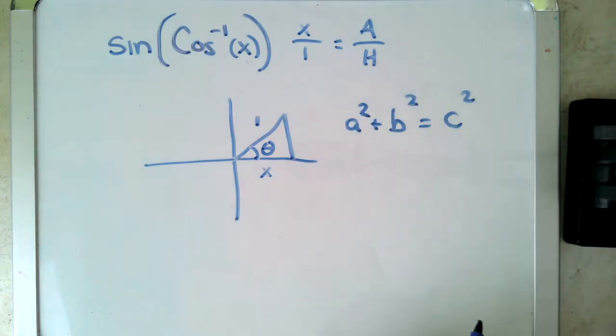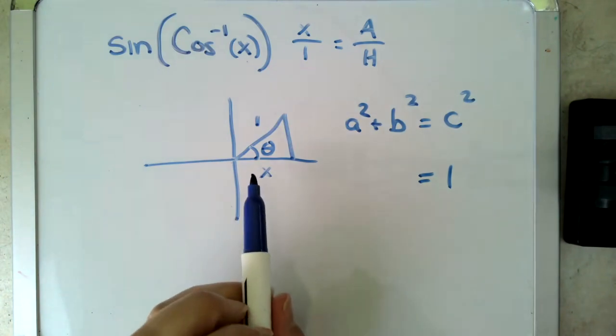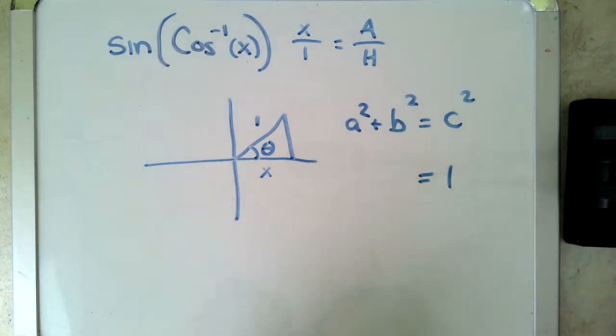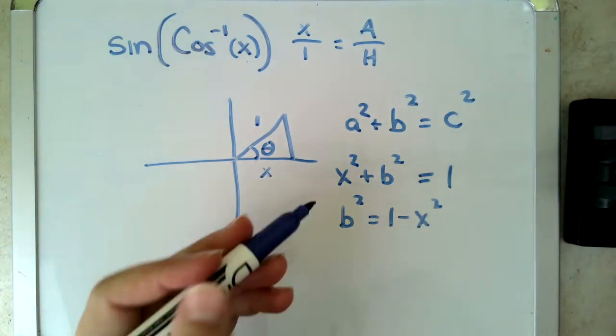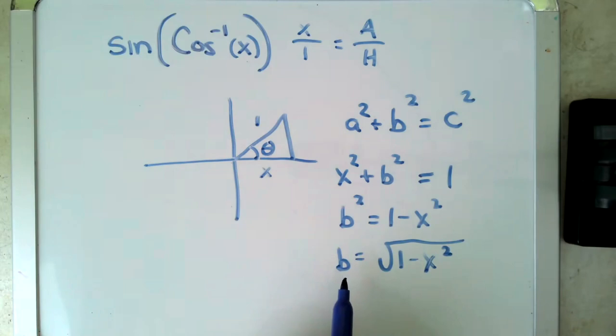A squared plus b squared equals c squared. In this case, our c is 1, so our c squared remains 1. Our a is x, and we're solving for our b squared. So b squared equals 1 minus x squared. So our b equals the square root of 1 minus x squared.